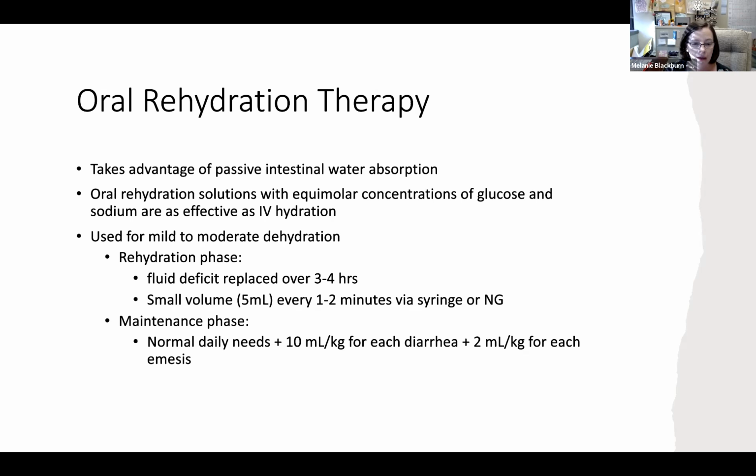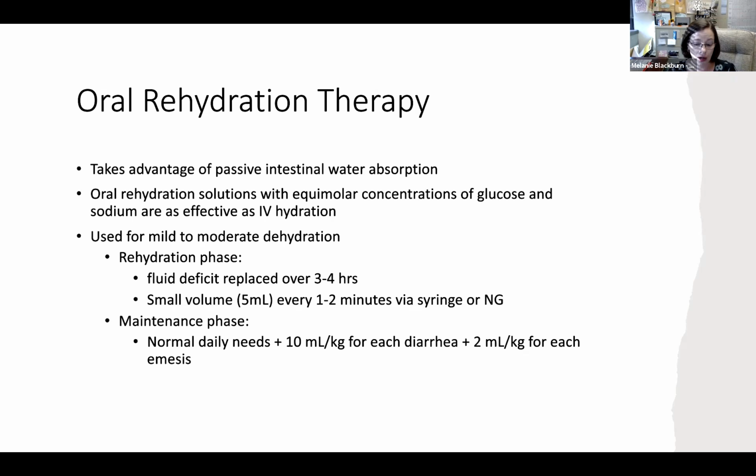And then obviously maintenance phase, or just their normal daily needs, plus repleting their ongoing losses. So remember, if patients are having large blowout watery diarrhea, you're going to want to replace 10 cc's per kg of fluid for each of those stools. And if they're having large emesis, you're going to want to replace 2 cc's per kg. So just keep that in mind as well.